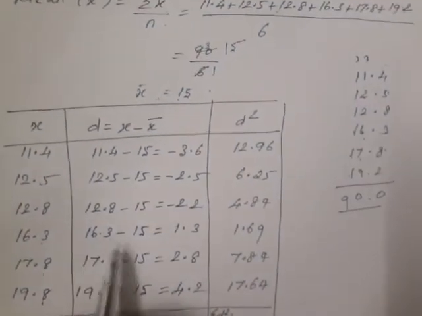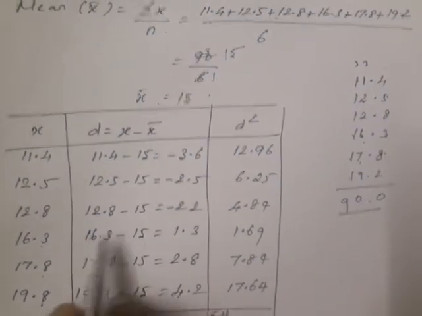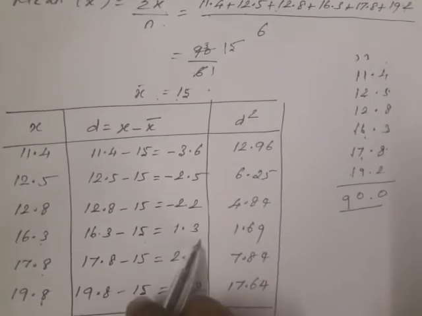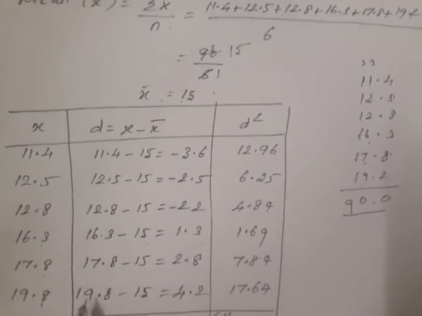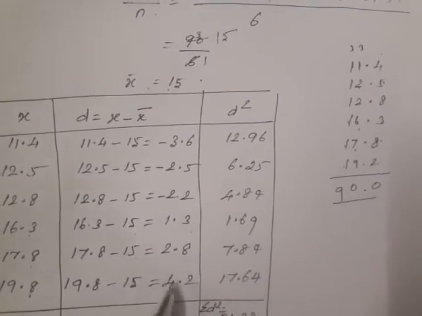The next is 16.3 minus 15, so 1.3. Next is 17.8 minus 15, 2.8. Next is 19.8 minus 15, 4.2.